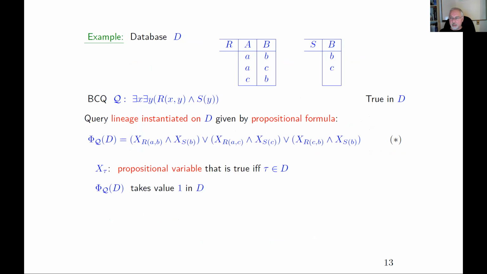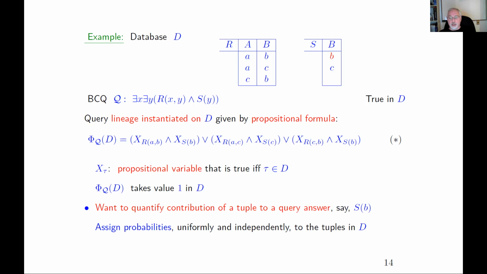In this example, it's not the same I had before. It's a simpler example. We have this database with this simple query, a Boolean conjunctive query. It is true in this database. It is satisfied in the database. The query lineage instantiated on this database is given by a propositional formula, as found in propositional logic. Basically, the query is true on this database if and only if this logical expression is true. This happens when the propositional variables that stand for the presence or absence of tuples in the database are true, and that happens when the tuple belongs to the database. So the variable is true when the tuple belongs to the database, and that is the only case where that happens. In this case, this propositional formula takes the value 1 in the database.